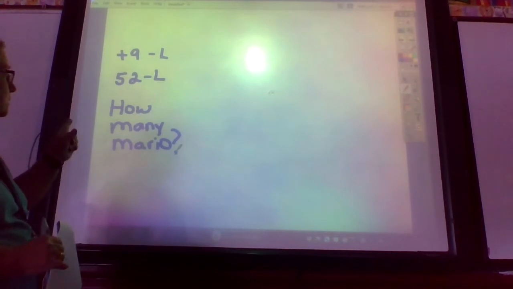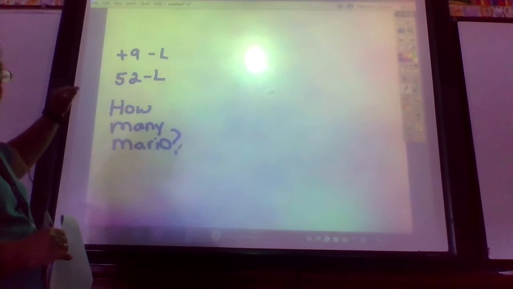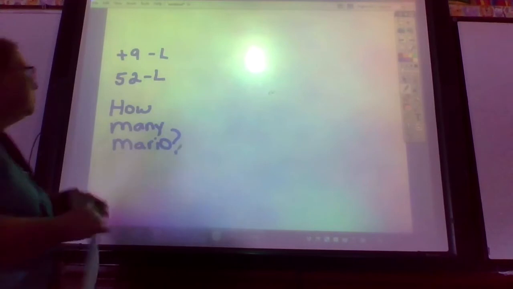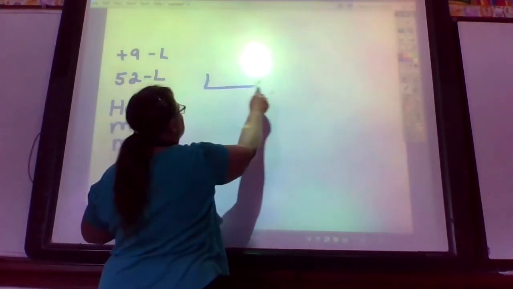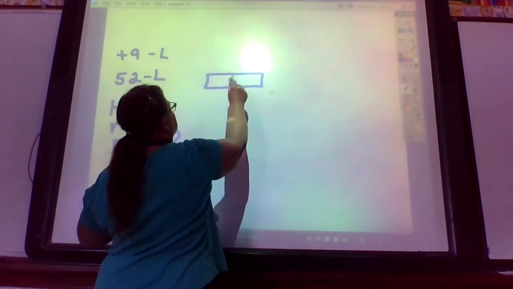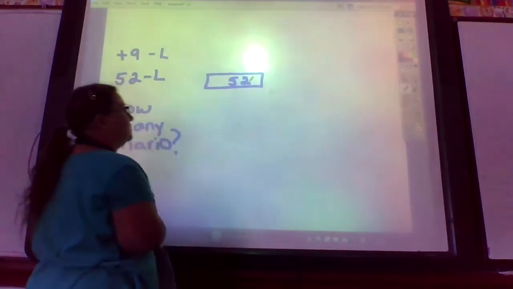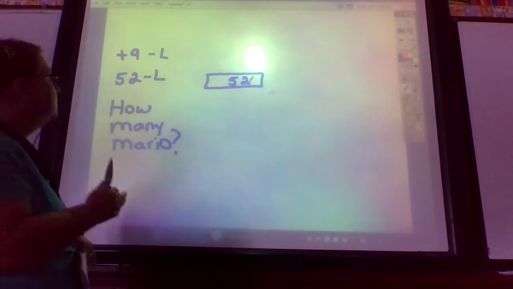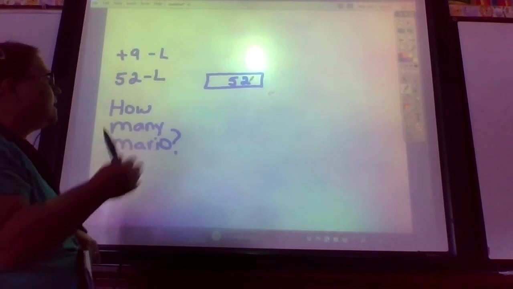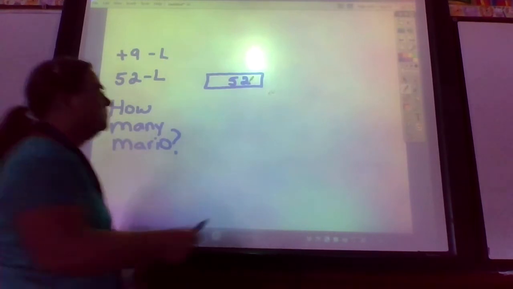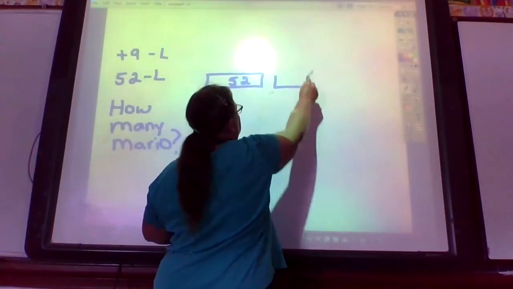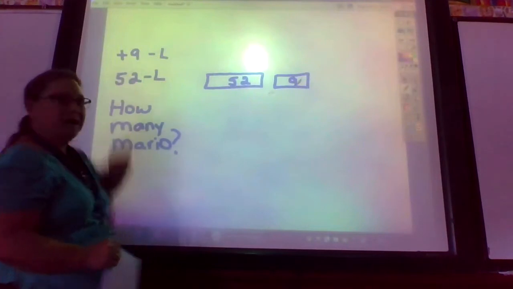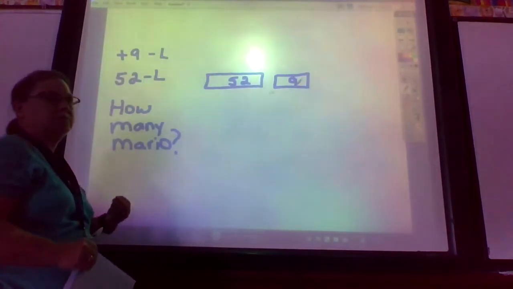Now, in this one, we have Luigi has 52, which is 9 more than Mario. So really what we have is Luigi has 52, okay? He has 52, which is the total of how many they have. And we know that he has 9 more than Mario. So we could set that up as a subtraction problem, okay? Because we know that he has 9 more. So to find out Mario's, we have to subtract.